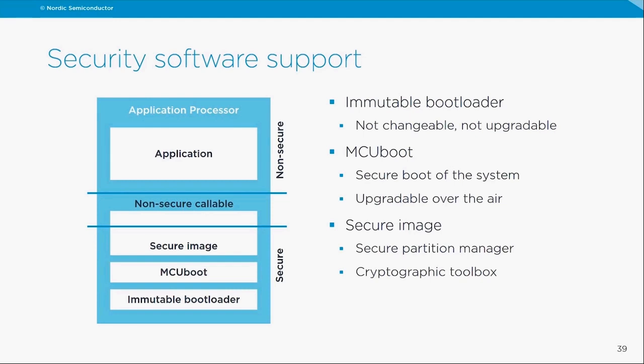And there you have the secure partitioning manager that configures the secure and non-secure regions by using the system protection unit. It also contains the cryptographic toolbox to interact with the CryptoCell. The non-secure callable region here is where you do function calls to access the secure region from the non-secure.